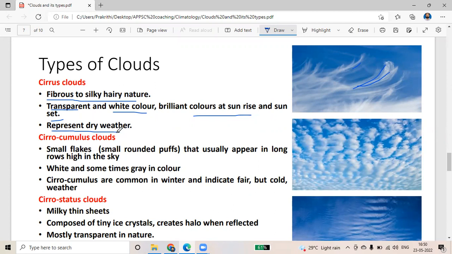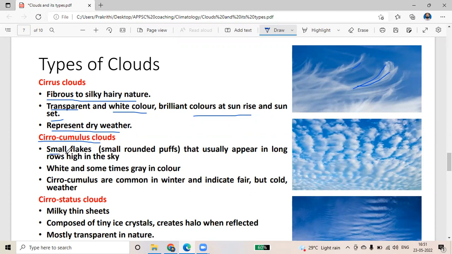उसी टाइम में उधर मॉइस्चर कम होगा. If you look, this is transparent, तो इसमें water molecules का accumulation ज्यादा नहीं है. That is why it looks like hair in nature. So it represents a dry weather. Only during dry weather you can see these cirrus clouds at the top, and these are high clouds I am saying about. Then comes the cirrocumulus clouds.